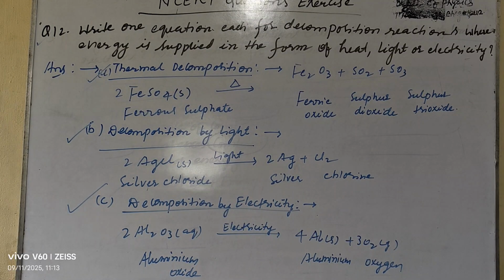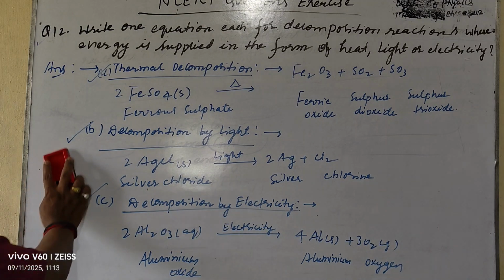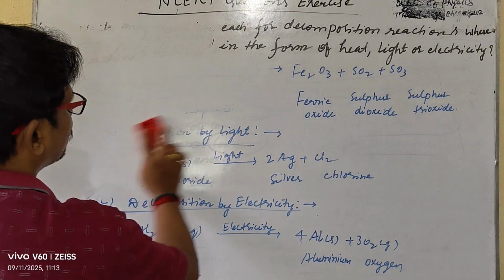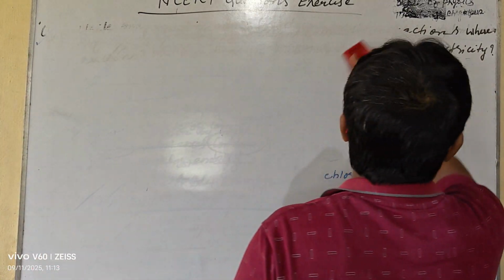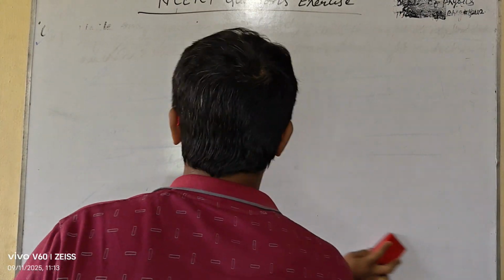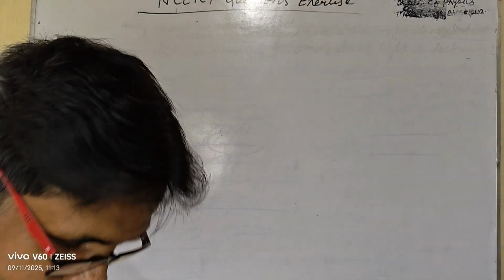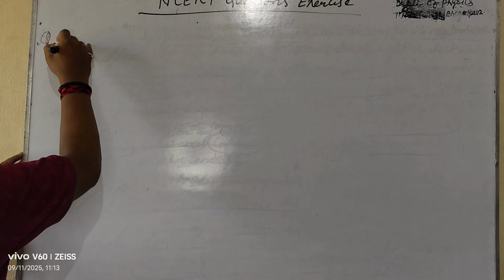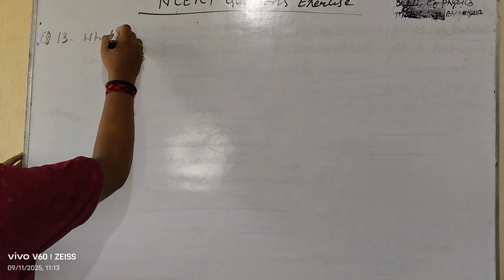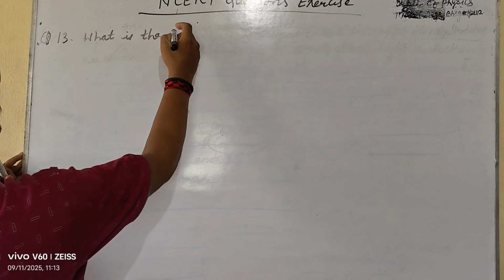And next, what is the difference between displacement and double displacement reactions? Give an example for each reaction. Question number 13: what is the difference between displacement and double displacement reaction?